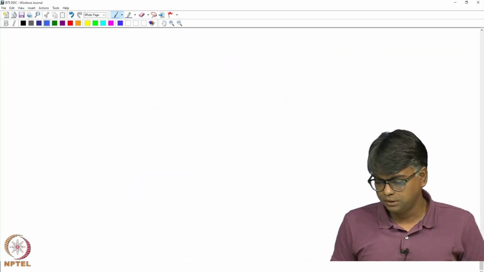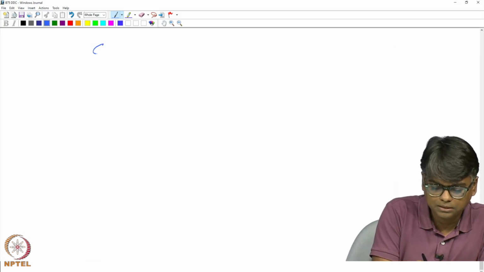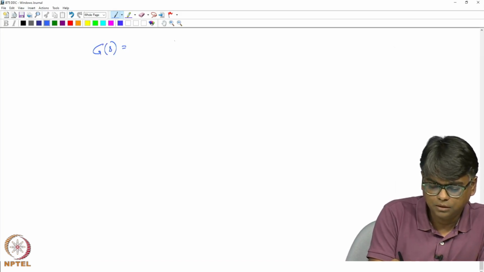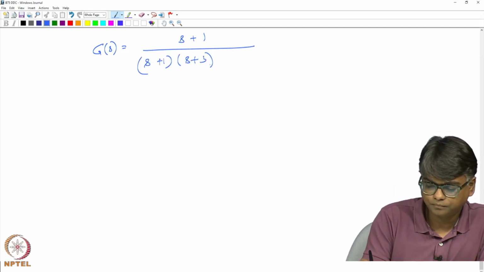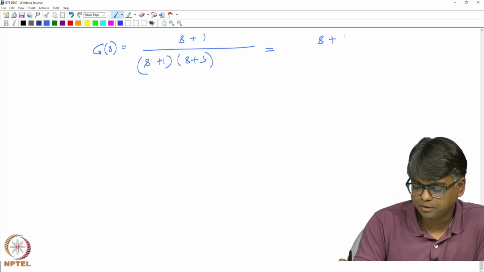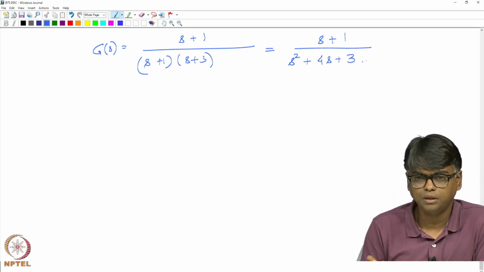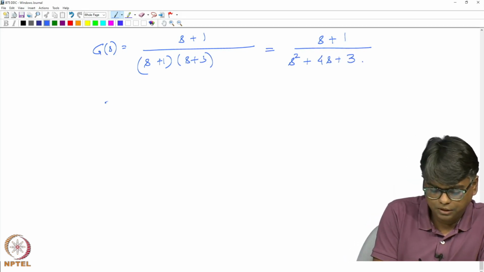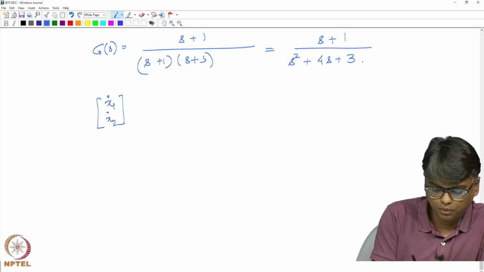So, let me write down the transfer function here without doing the pole-zero cancellation. G(s) is equal to (s+1), and now because I have (s+1) multiplying (s+3), I must have (s+1) divided by, if I expand this out, s squared plus 4s plus 3, right. This is how it is going to look. Now, suppose I obtain its state space representation like the way I did before. What will it look like?